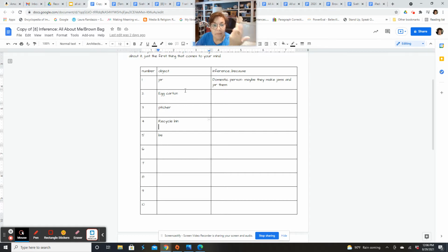person. So for me, for the jar, I put that it was probably somebody who works on a farm and creates their own jams and preserves and puts them in their own jars, because that's what I associate. That's what it makes me think of. The egg carton, some people put down a baker, some people put down a farmer. So there's a lot of different things you can put there. It's basically what that object implies and what you infer from that implication.